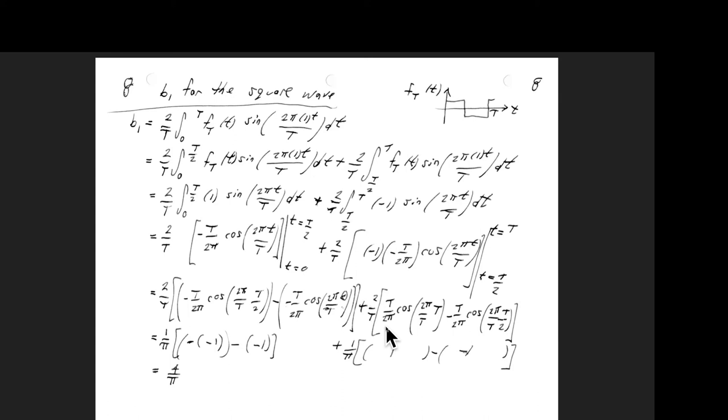If we work out that B1 coefficient for the square wave now, that same formula, B1 is 2 over capital T, the integral from 0 to T, F sub capital T of T, sine 2 pi 1 T over capital T dt. We work that out for this square wave. Well, the integral from 0 to T is the same as the integral from 0 to T over 2 plus T over 2 to T. And the argument is the same in both.